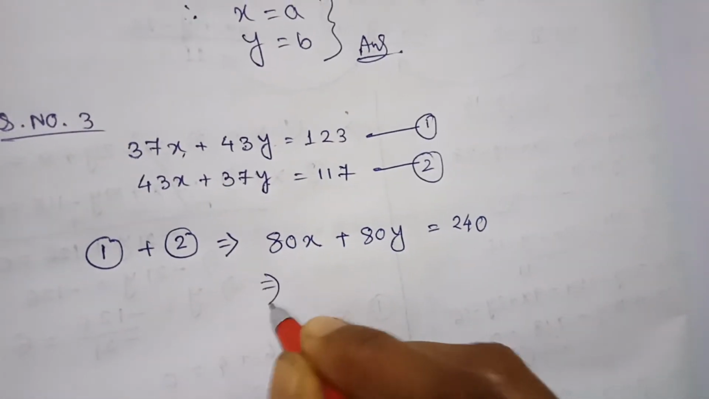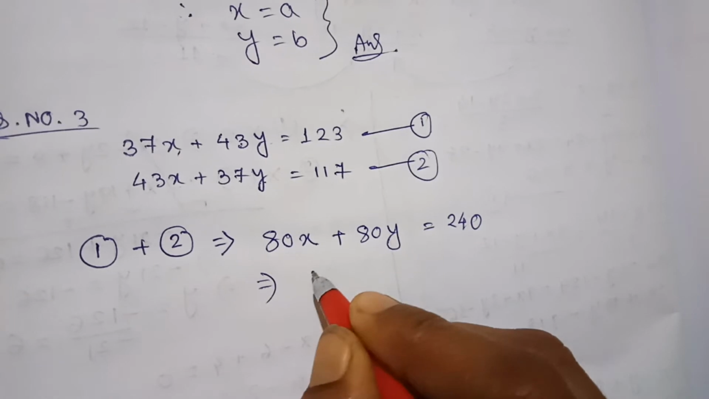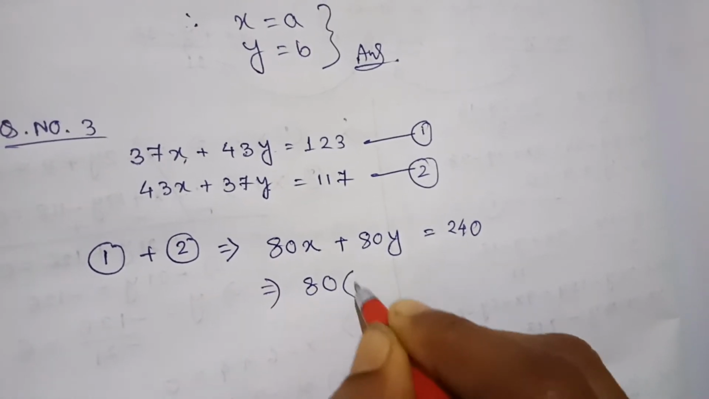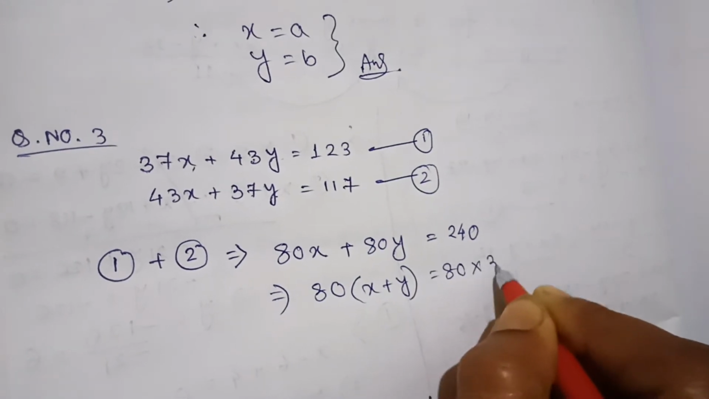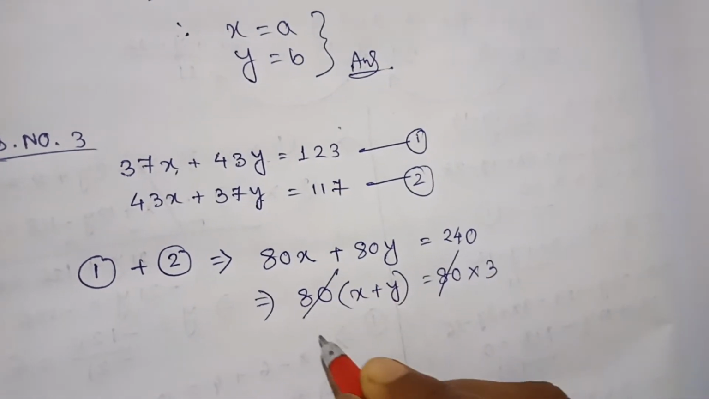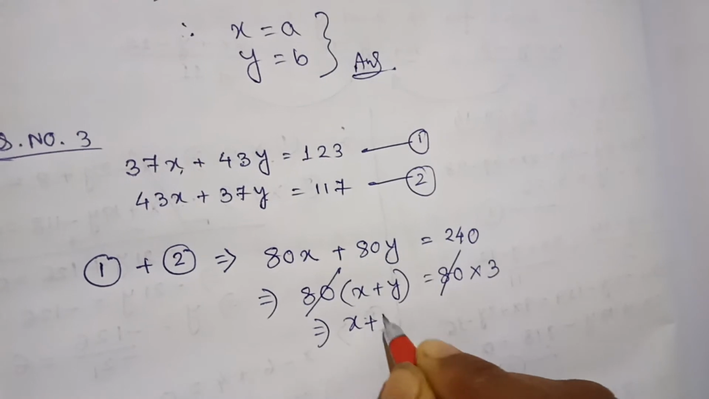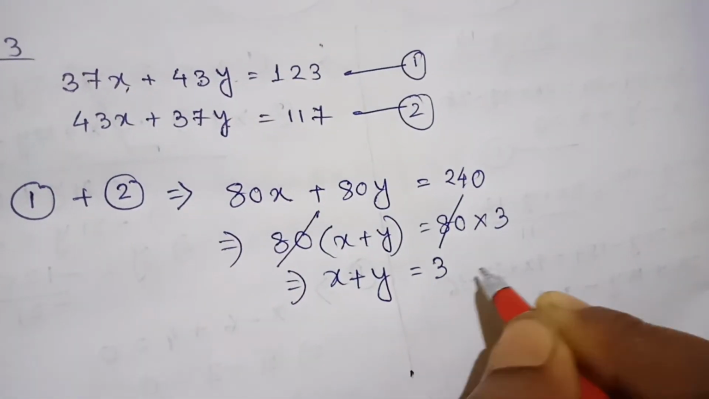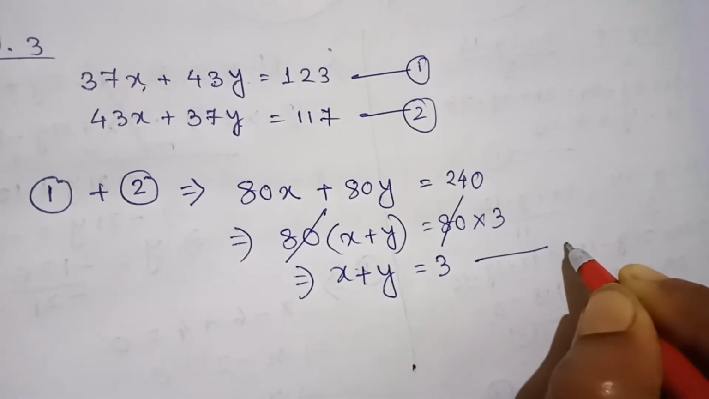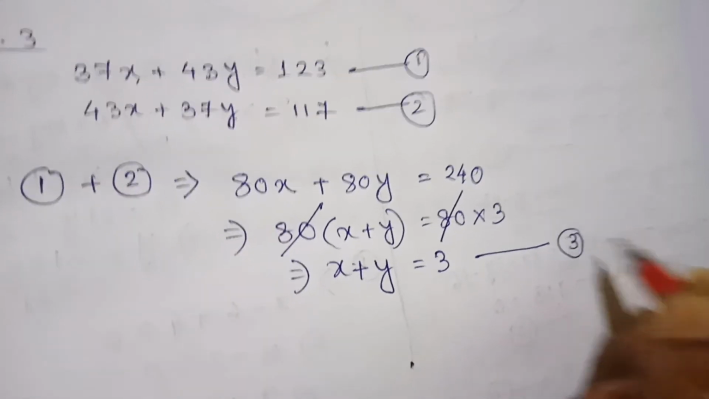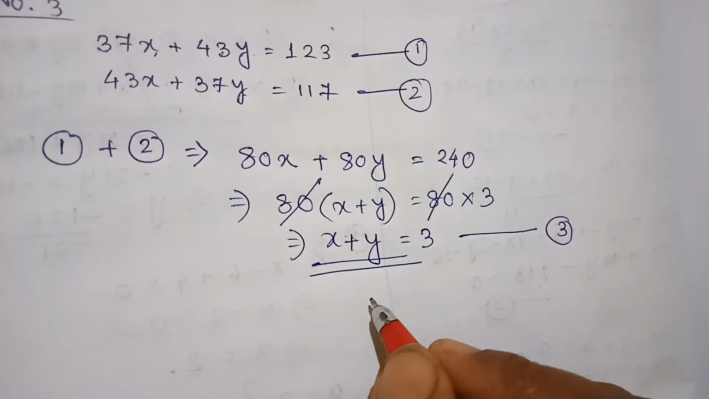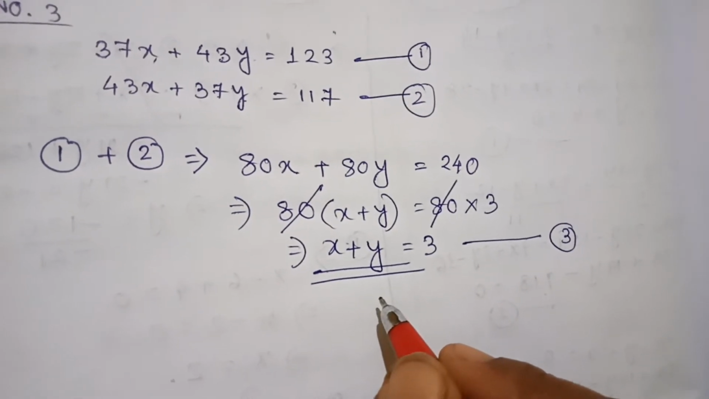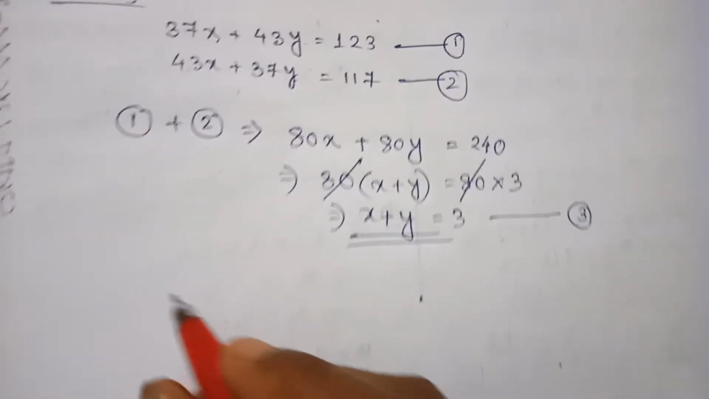From this you can see all three numbers. We can take 80 common, right? It is 80 into 3. From both sides 80 can be cancelled out. So we are left with a very simple equation, that is x plus y equals 3, and I'm giving it the name number 3. Look at this equation. Don't you think that this is a super easy equation?